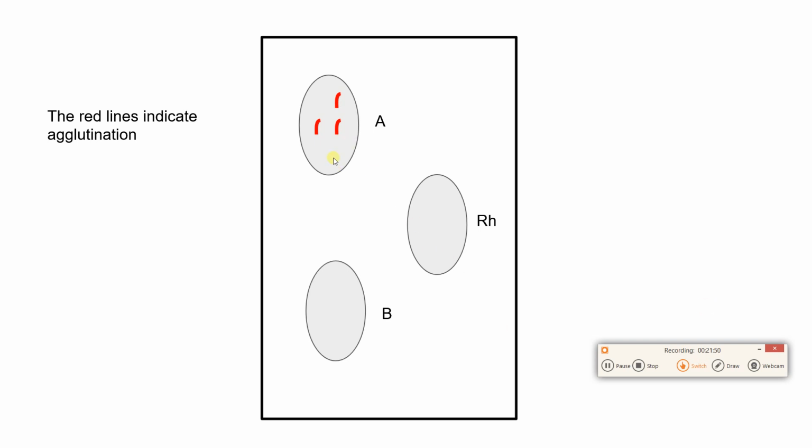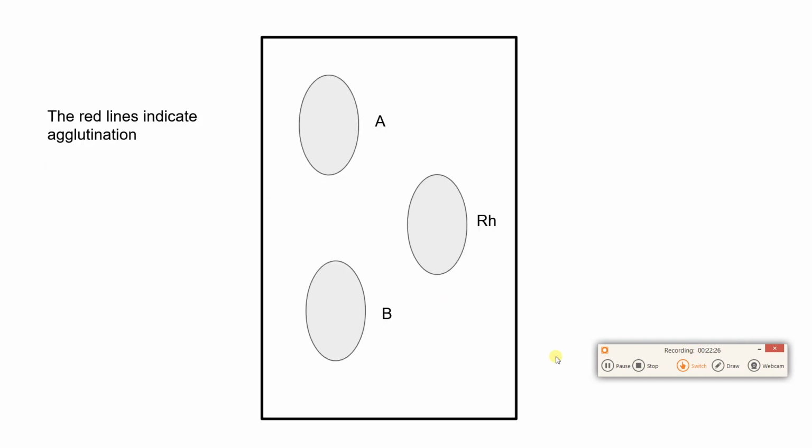And if I see it just in the A well, not in B, not in Rh, that means I just have the A antigen, so A negative. And what about this one? This one would be B positive. And this one, B negative. And this one, well, it's got neither A nor B, so no agglutination there. So neither of these antigens, which means it's going to be O. It's got agglutination here, so it's O positive.